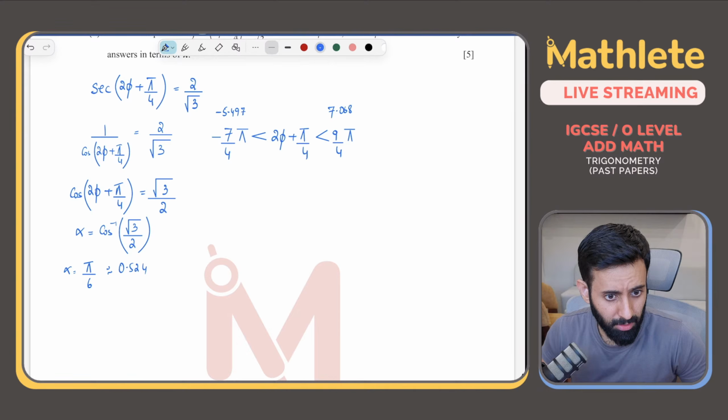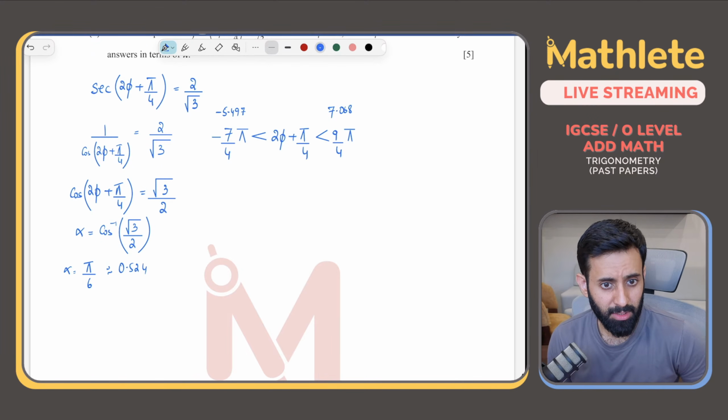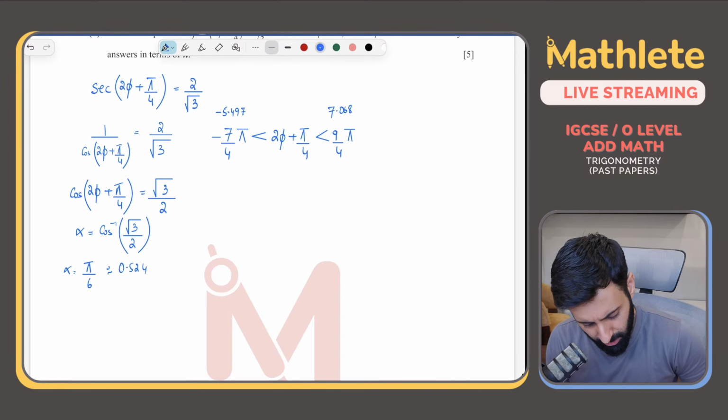Okay, what's the answer? Anyone tell me? Beta, just watch the differentiation stream that I did. In that, I've explained the first derivative rule.